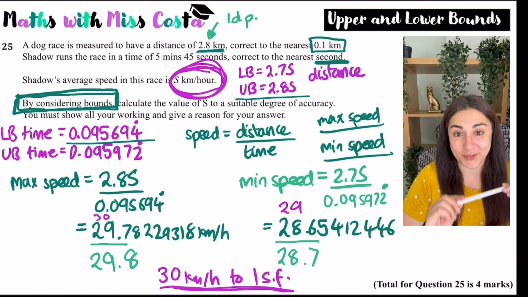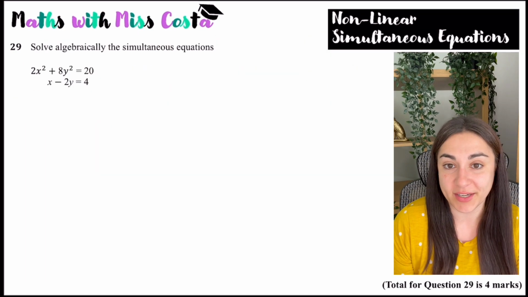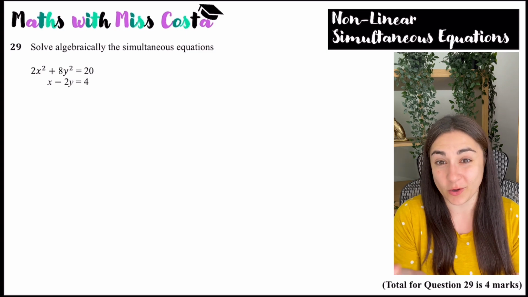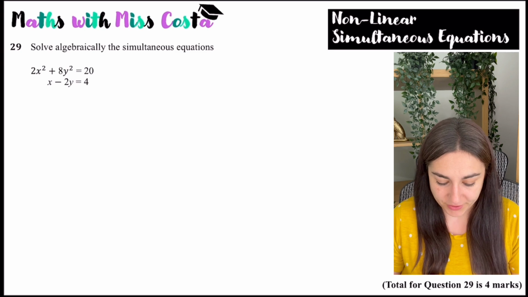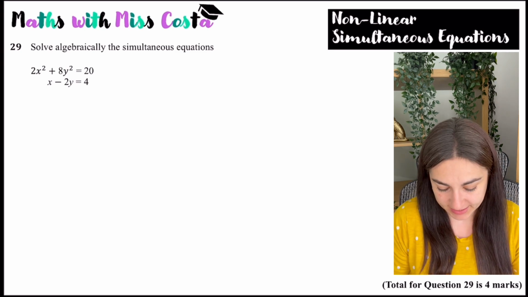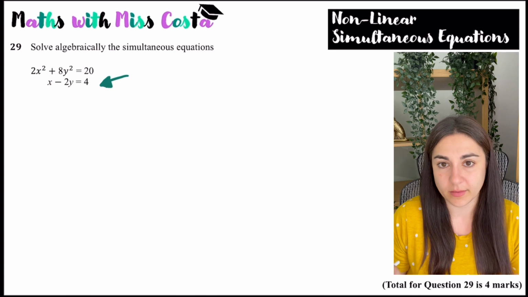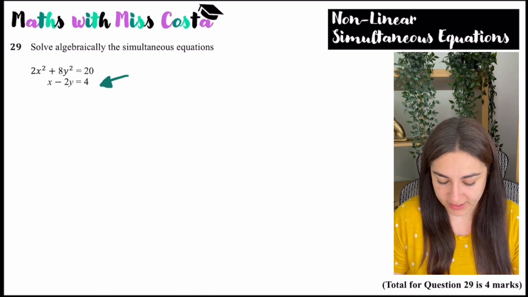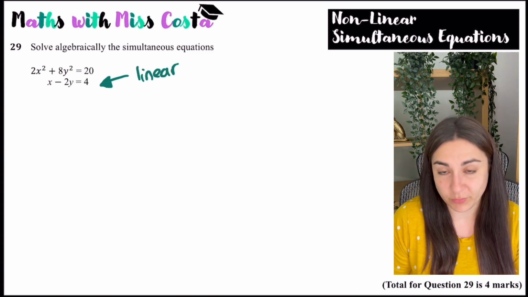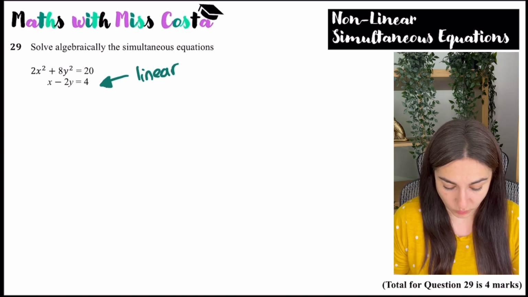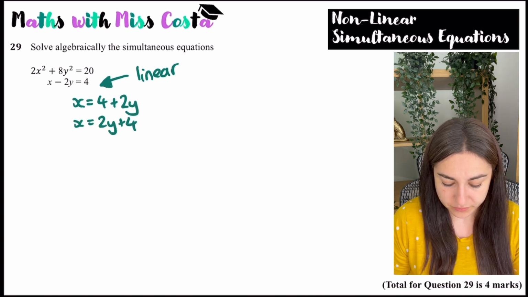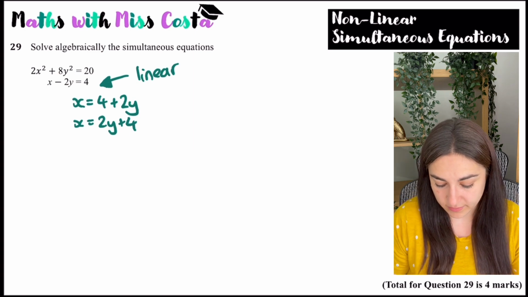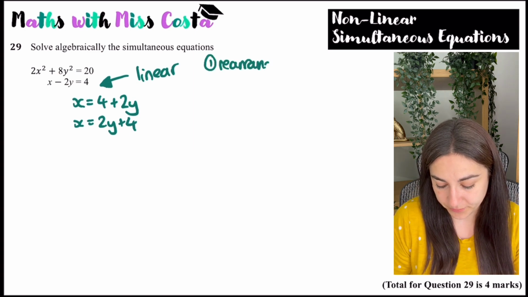But that is how we do some simultaneous equations, but they are not your normal simultaneous equations. They are quadratic or non-linear simultaneous equations. So what you want to do here is, you're most likely going to have one equation that is linear, and you want to rearrange it so that it's equal to x or y. I think the easiest thing is to say x equals 4 plus 2y, or x equals 2y plus 4. So step 1, rearrange the linear.